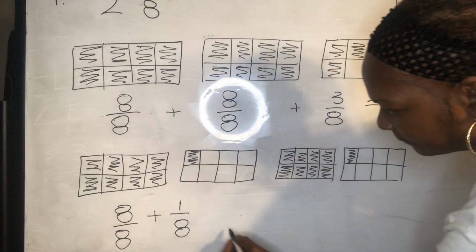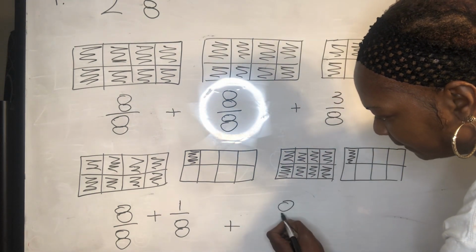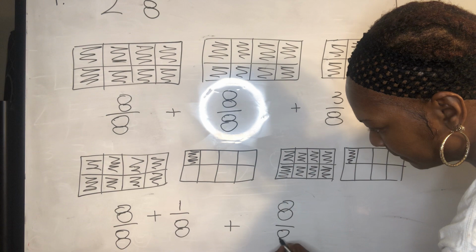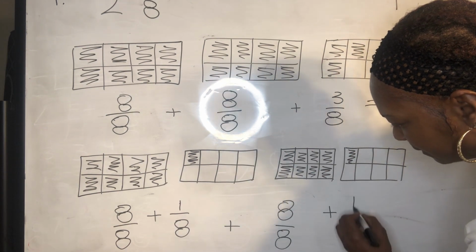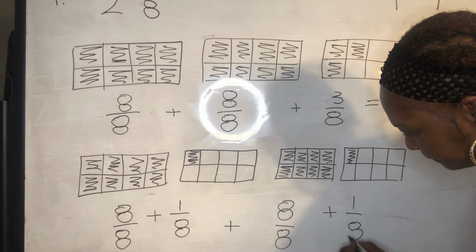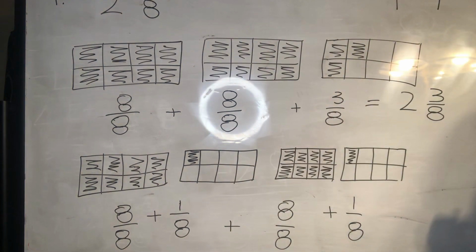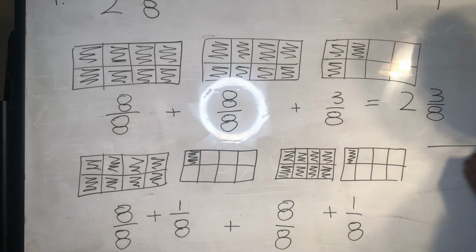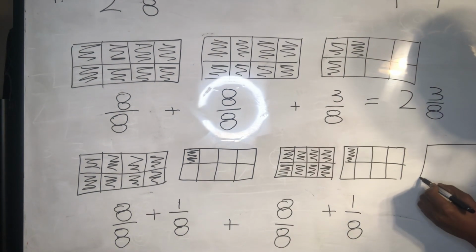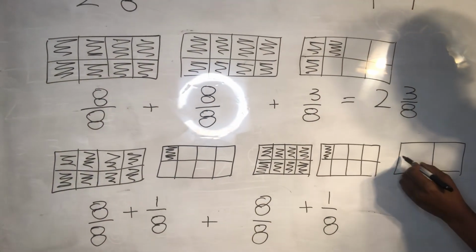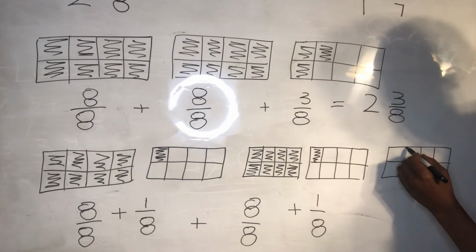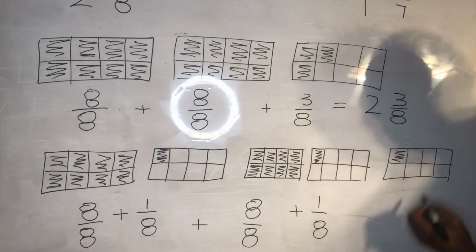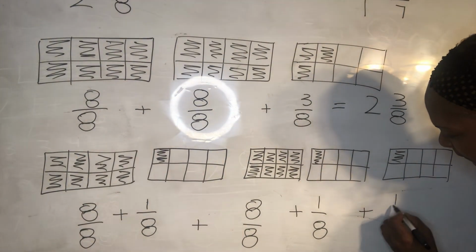So now I have plus another 8 over 8, plus another 1 over 8. But I still got 1/8 left that I didn't use. I've just got to make sure we use everything. So now I'm just going to draw me another one, and that's going to give me my last 1 over 8.